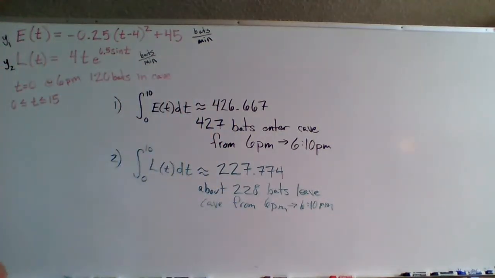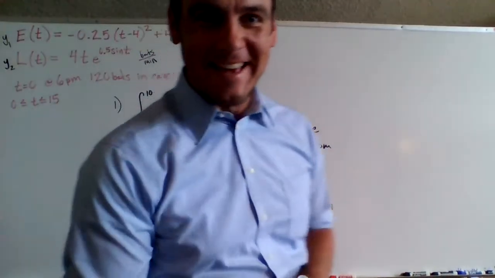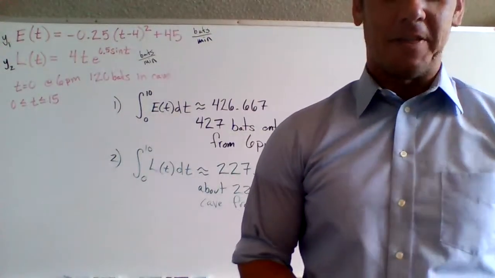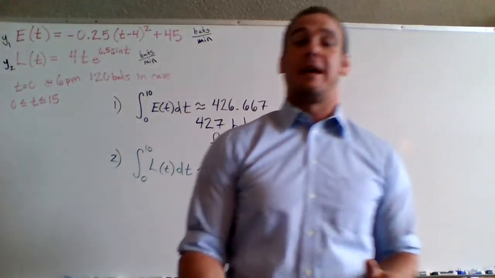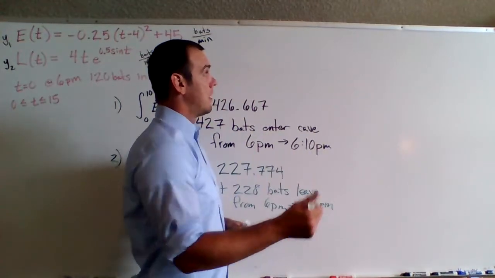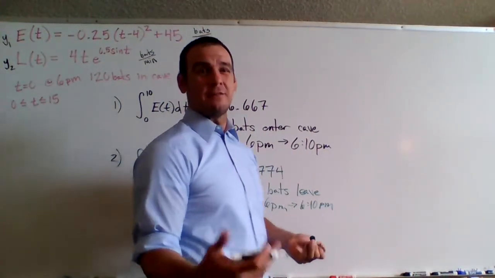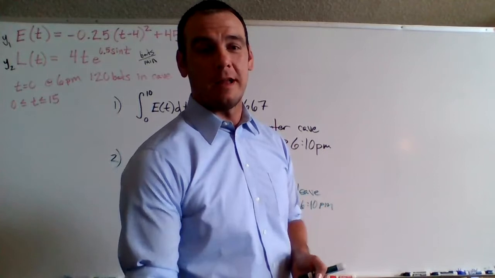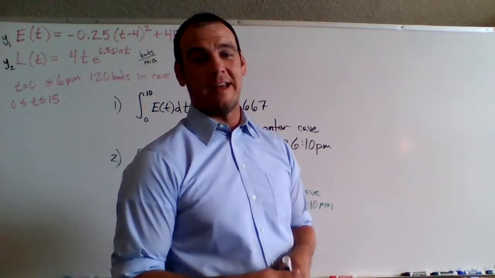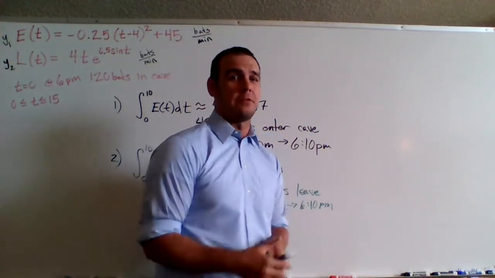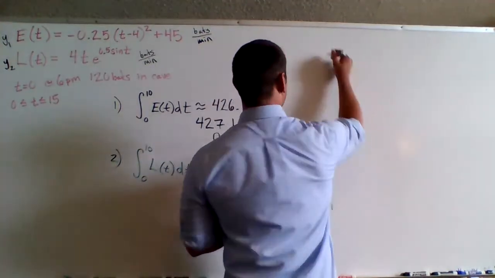All right, awesome. Let's move on to number three. How many bats are in the cave at 6:10 p.m.? Normally we use something like A of t to calculate this, but I already know in their next question they're going to have us write an expression B of t, so I'm just going to use B of t now.